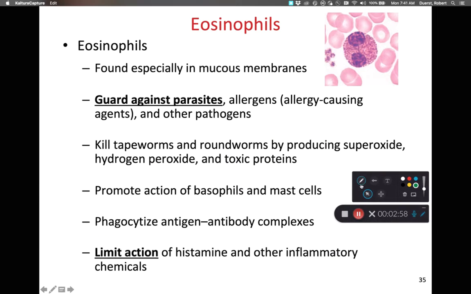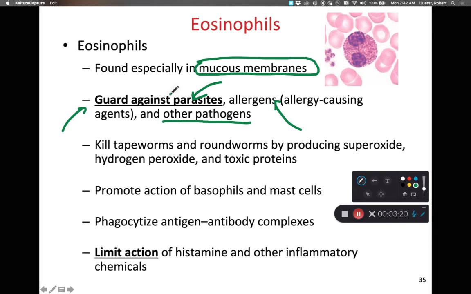As we look at eosinophils, our eosinophils guard against parasites. So we have high concentrations of them in our mucous membranes, where parasites are typically going to be gaining access to our bodies. Our eosinophils also are going to monitor allergic responses and defend against a wide variety of other pathogens, but primarily, this is really what makes them unique. They help to defend against parasites. So if we have a multicellular parasitic infection, such as tapeworm or roundworms, it's our eosinophils that will help to fight them off.